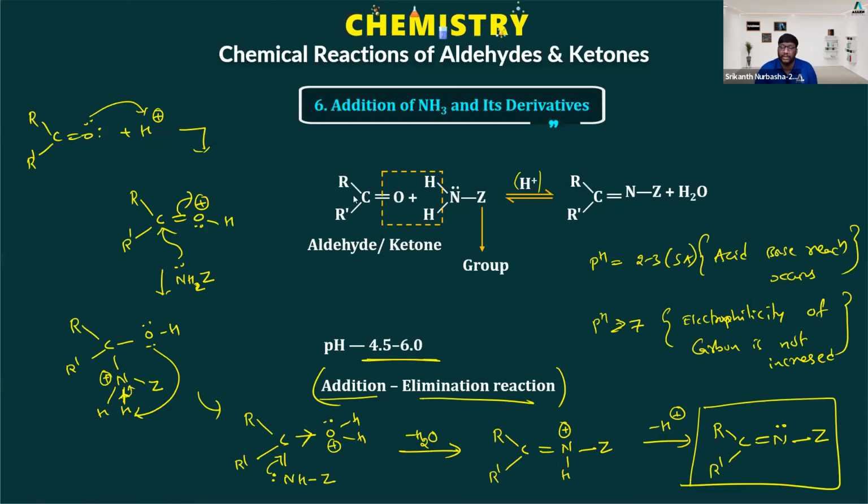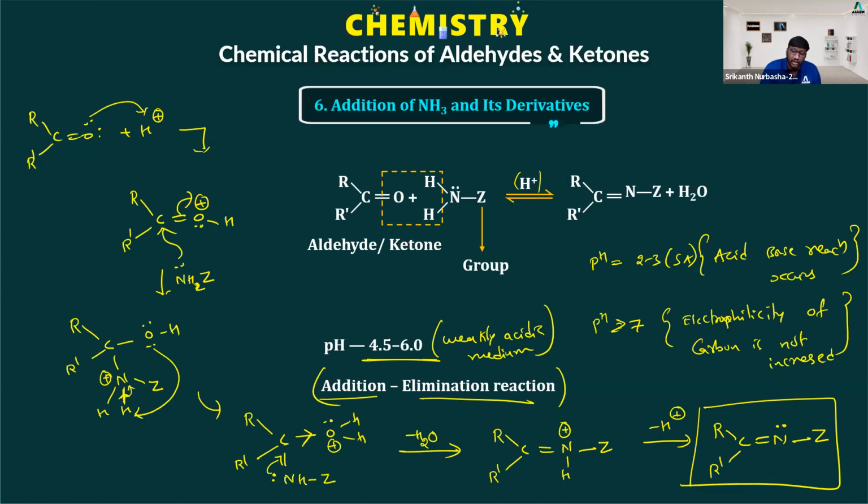In case of strong acid medium, the strong acid reacts with the ammonia derivatives or bases, right? An acid-base reaction occurs. So you have to maintain a weakly acidic medium. Weakly acidic medium has to be maintained. And the mechanism I have given is an addition-elimination type mechanism.